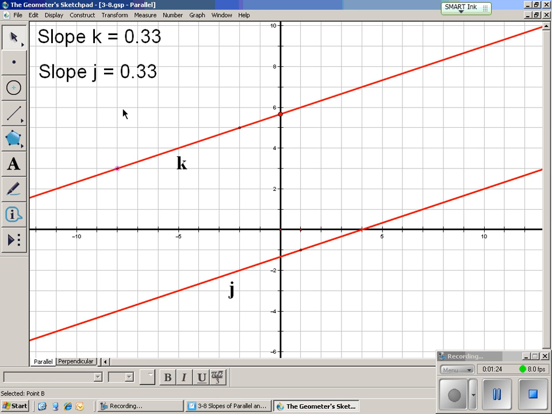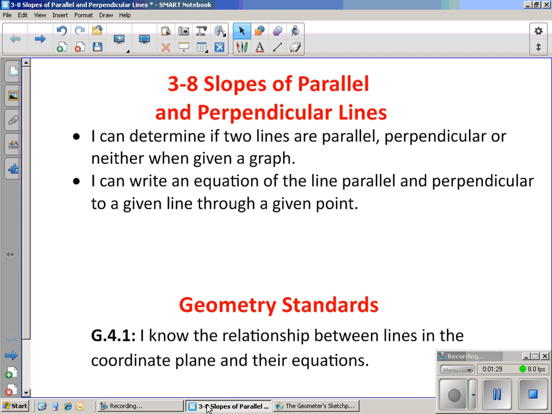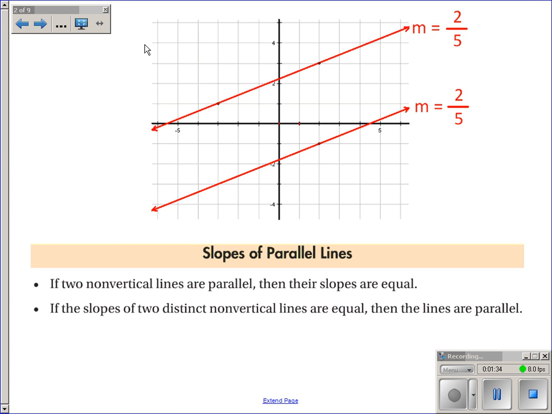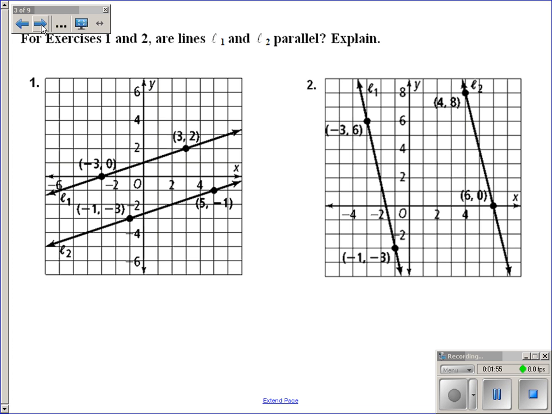And I hope it makes sense that if two lines have the same slope, then they're parallel. The book puts it this way: if two non-vertical lines are parallel, then their slopes are equal. And also, if the slopes of two distinct non-vertical lines are equal, then the lines are parallel. That's a biconditional. The way I look at it is if the slopes are the same, then the lines are parallel. Let's clarify that idea by looking at two examples.